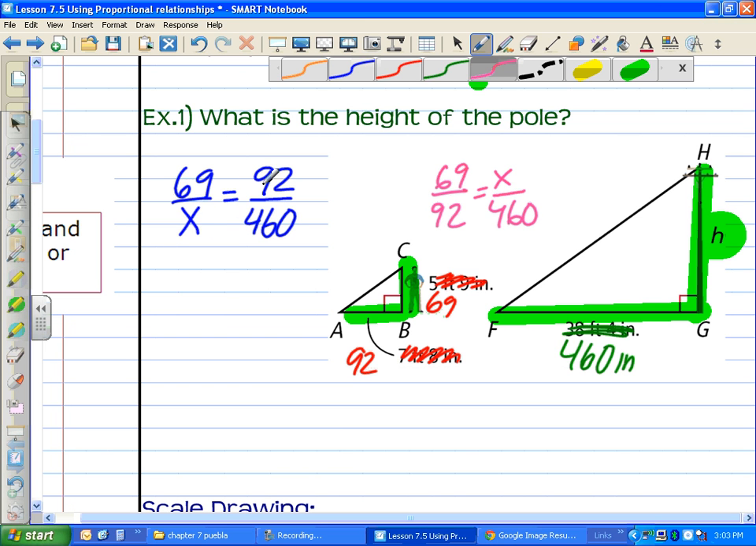Let me go ahead and do this one over here. x times 92, that's 92x equals 69 times 460. Guess what? I am getting so good at these. I could do it all in my head. 31,740. Divide by 92, divide by 92. And yes, this will take a little bit of work on a test or on a worksheet if you're not using a calculator, right?